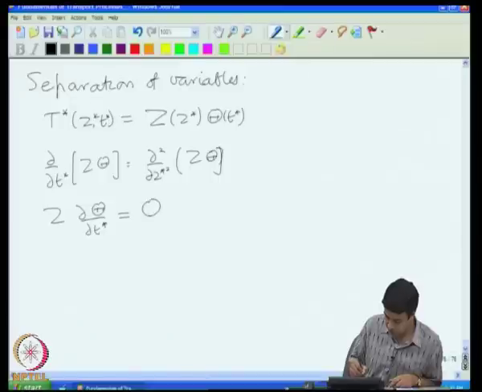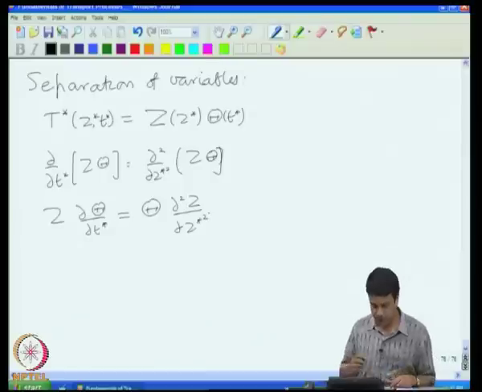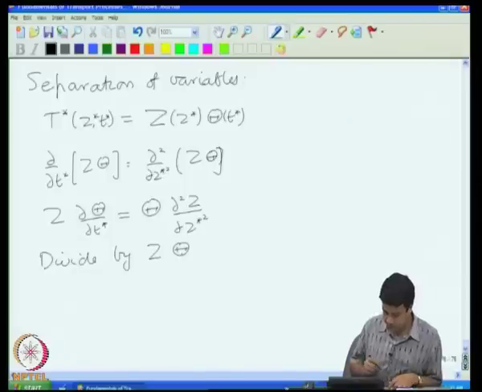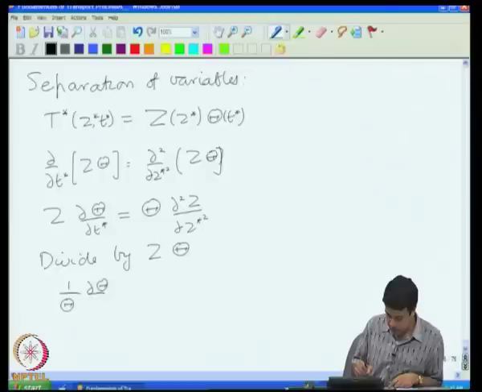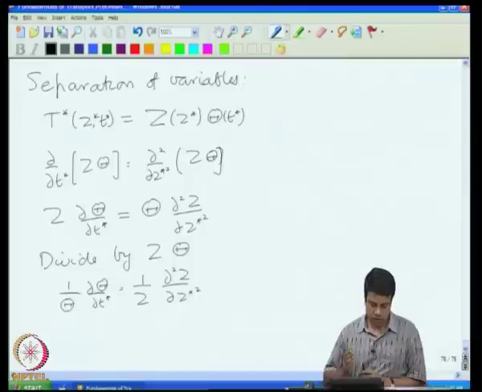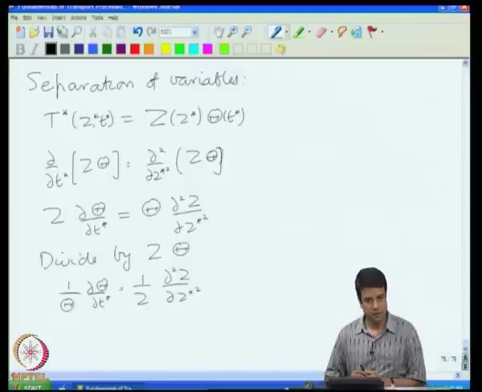Therefore, I can simplify this to get Z times partial theta by partial t is equal to theta into d squared Z by partial z star square, okay, and divide by Z times theta, okay, to get 1 over theta partial theta by partial t is equal to 1 by Z partial square Z by partial z star square. Okay, now I have got the equation of this form, okay, and if you look at this equation, the left hand side of this equation is only a function of time.